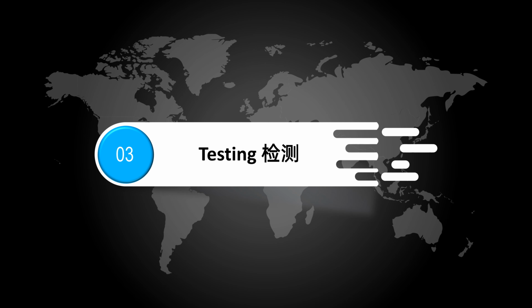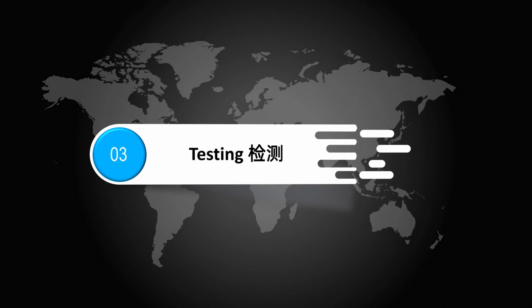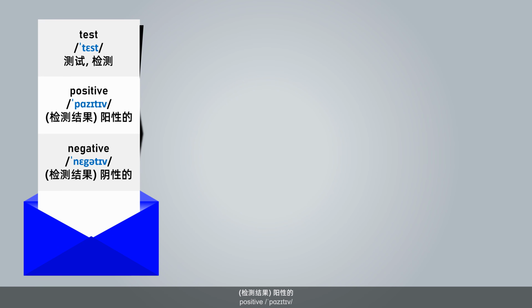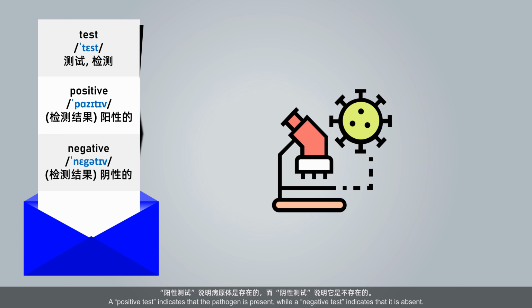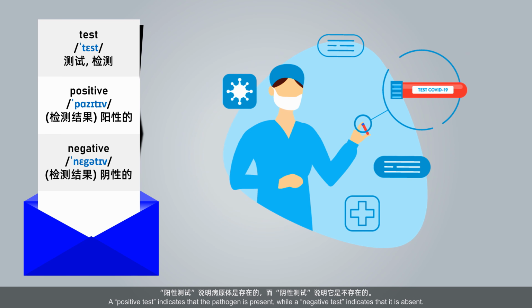Testing. Test, positive, negative. All of these words have many uses, but we will focus on the most relevant for our purpose here. A test is some process that uses a sample from the body to detect a pathogen. A positive test indicates the pathogen is present, while a negative test indicates that it is absent.